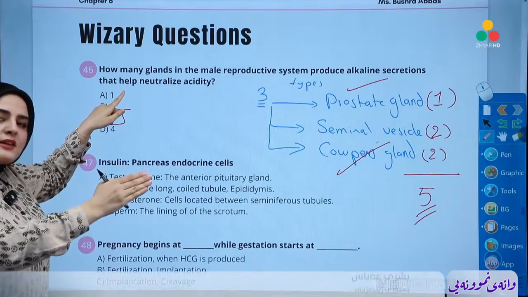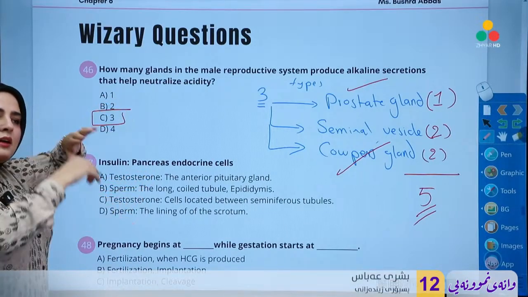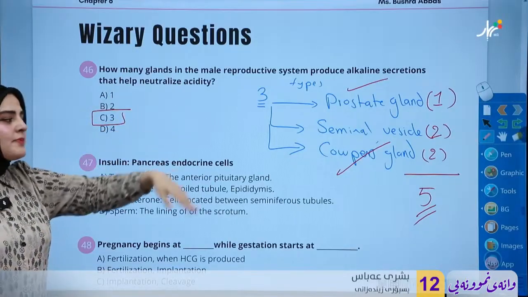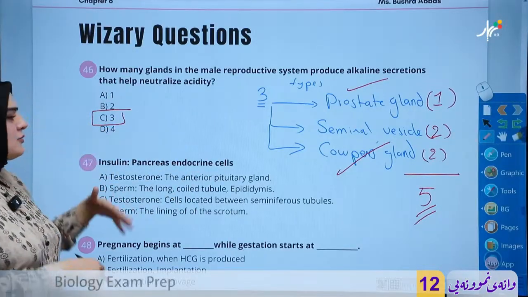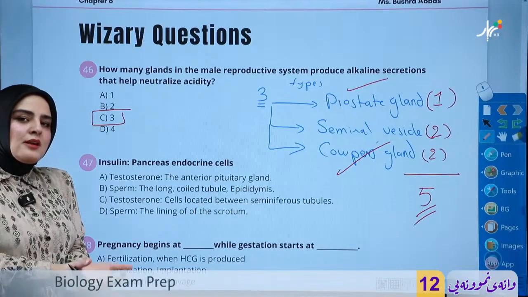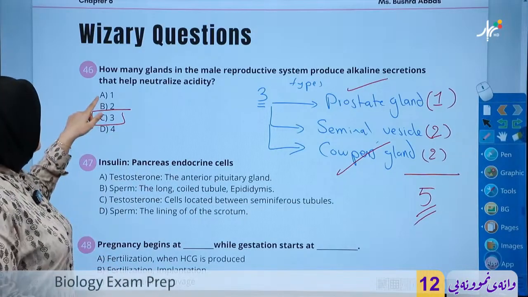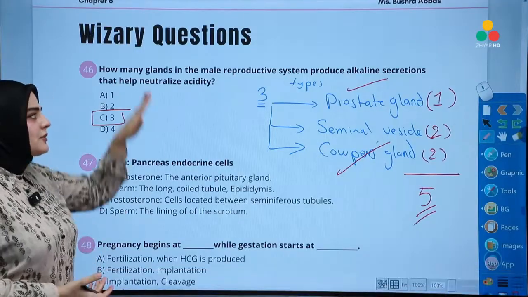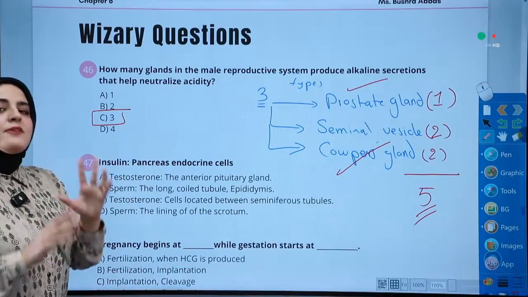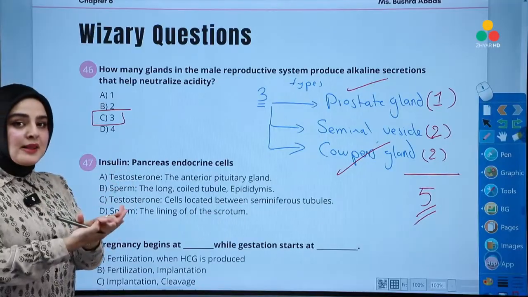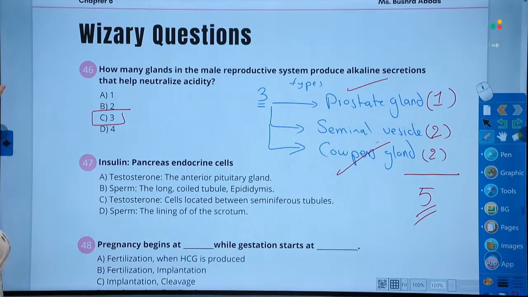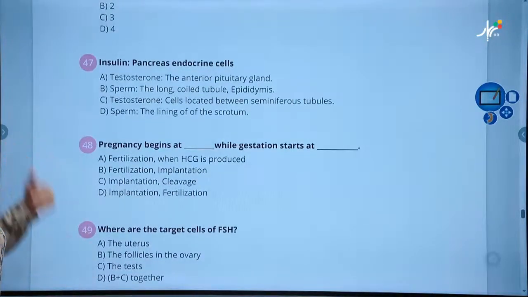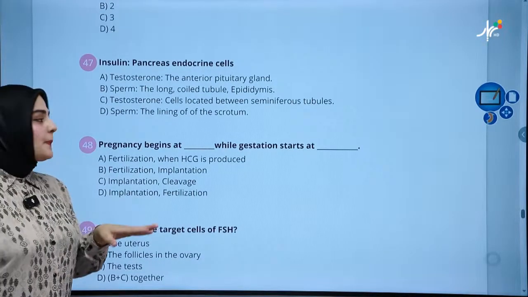If it's for the female reproductive organ to neutralize it, I was going to choose 1, as the prostate gland is 1. If it was for neutralizing the traces of urine in the penis, then the second one, B, is going to be our answer. According to the requirement, we're answering. If it didn't specify, we're going to combine them according to what is given, like we said. Good. We're warming up.